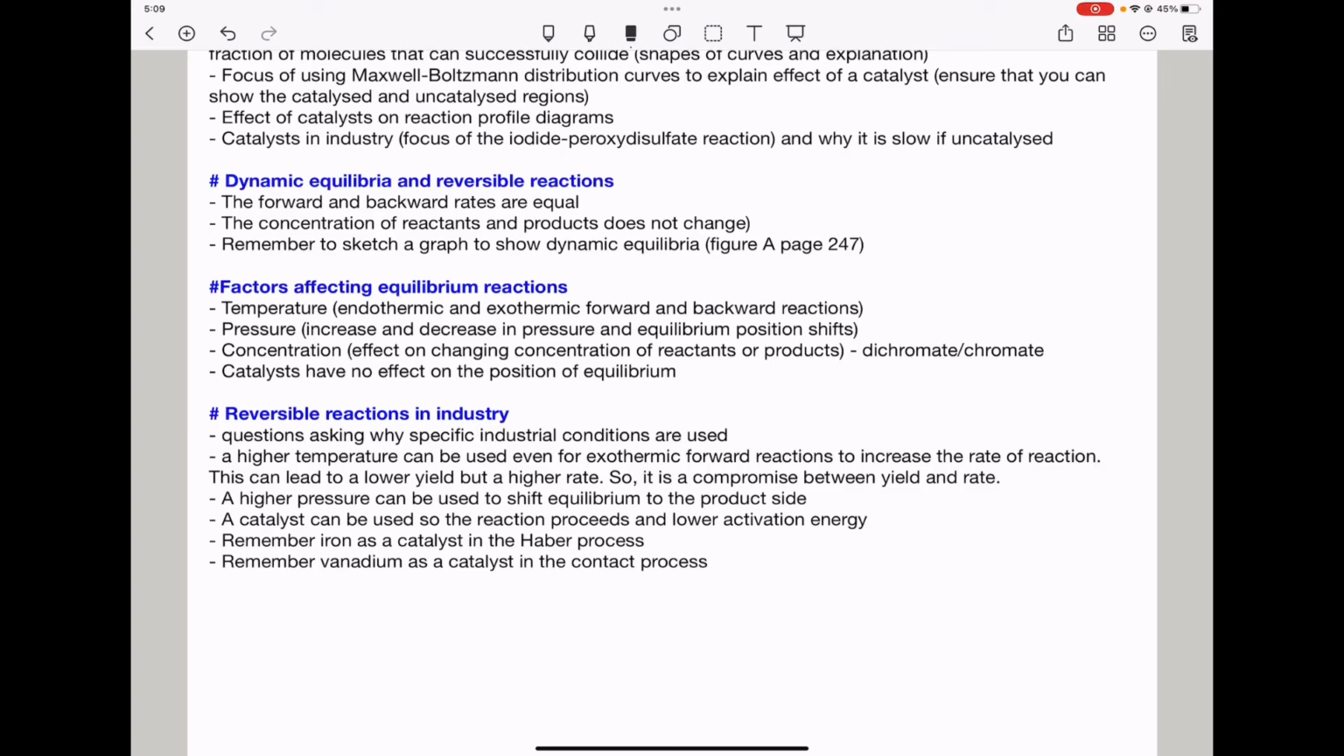Please remember iron as a catalyst in the Haber process, and also vanadium is used as a catalyst. So this is vanadium pentoxide, or vanadium(V) oxide, used as a catalyst in the contact process for the formation of sulfur trioxide in the process of formation of sulfuric acid.